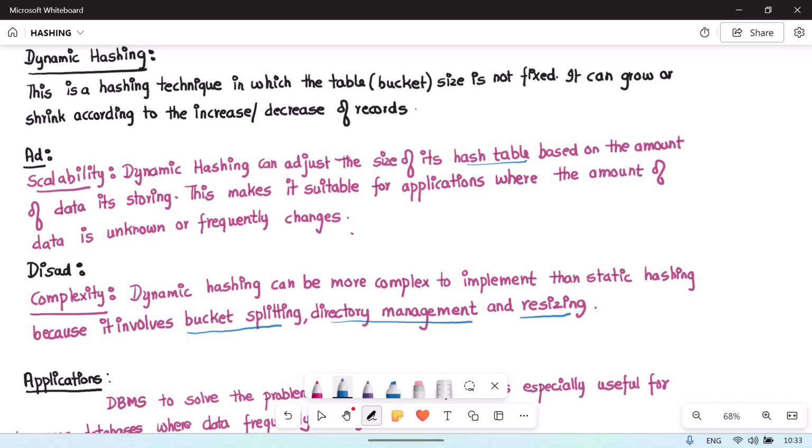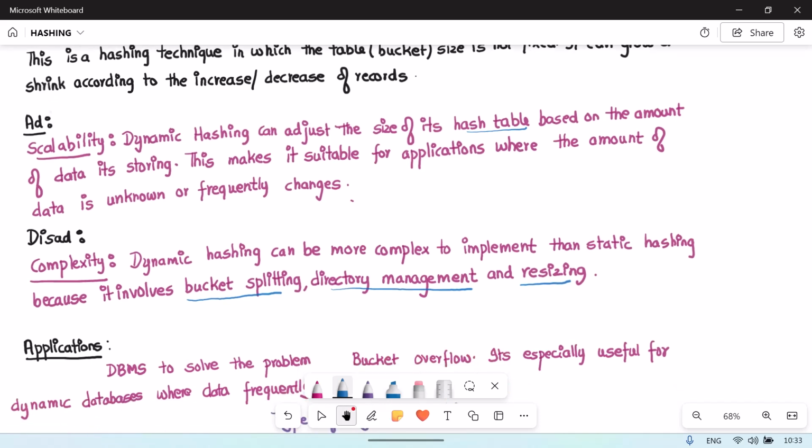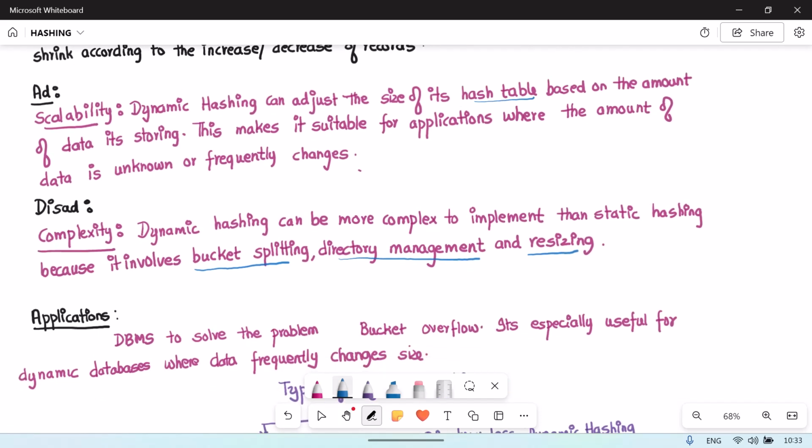So that is the disadvantage of dynamic hashing, and now the application. Every time when I do these videos, I always tell you that you should know where the real-life application is, because someday when you become an engineer, you have learned all these topics in your theory classes, but when you want to apply them in the real world, you need to know where that concept can be used.